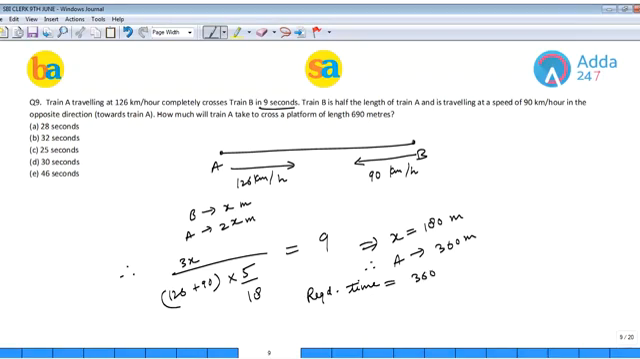And the required time will be 360, that is the length of train, plus 690, that is the length of platform, upon 126 into 5 by 18, sorry, 126 is the speed of train A. So this will be equal to 30 seconds. So the correct option is D.